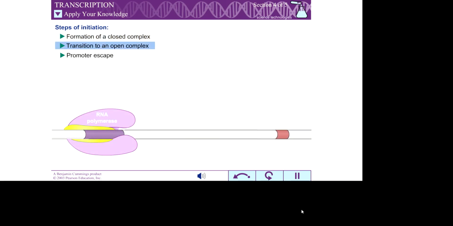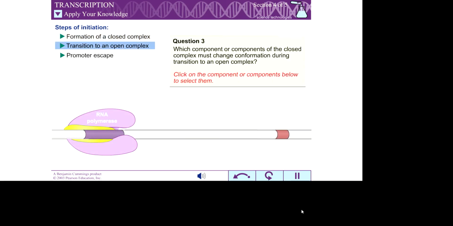Question 3. Which component or components of the closed complex must change conformation during transition to an open complex?